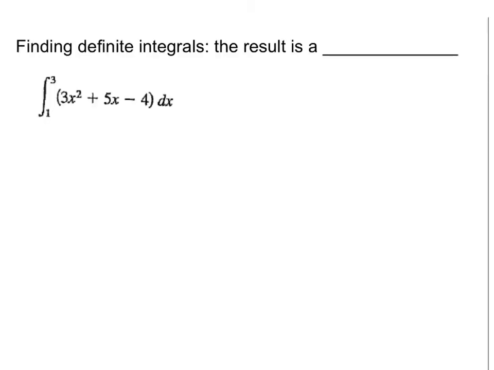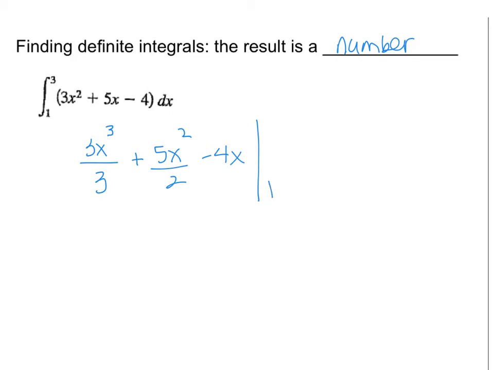Okay, so when we're finding a definite integral from a constant to a constant, the result is going to be a number. So you're actually going to end up with a number. So we can see this is a polynomial. I'm going to take the integral just the normal way. So x to the third over 3 plus 5x squared over 2 minus 4x. Only this time, instead of plus c, I'm going to take that integral from 1 to 3.